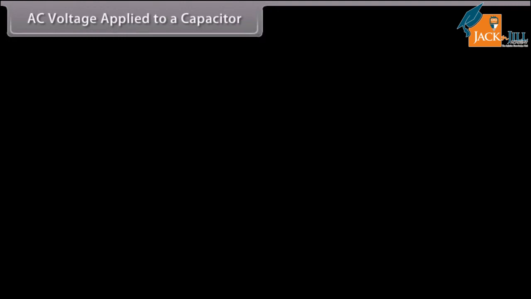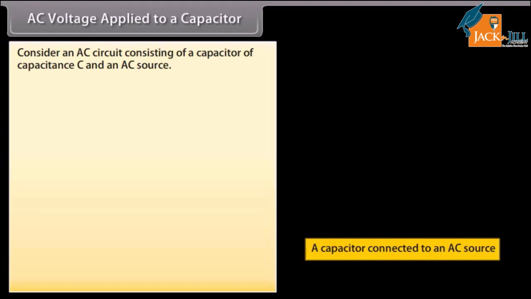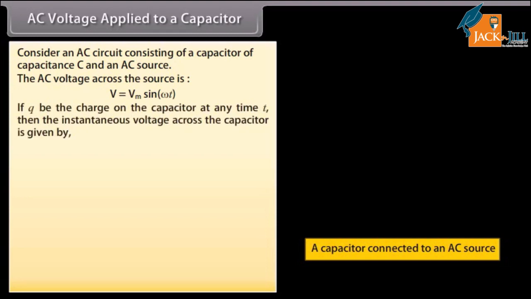AC voltage applied to a capacitor. Consider an AC circuit consisting of a capacitor of capacitance C and an AC source. The AC voltage across the source is V is equal to Vm sin omega t. If Q be the charge on the capacitor at any time t, then the instantaneous voltage across the capacitor is given by Vc is equal to Q divided by C.